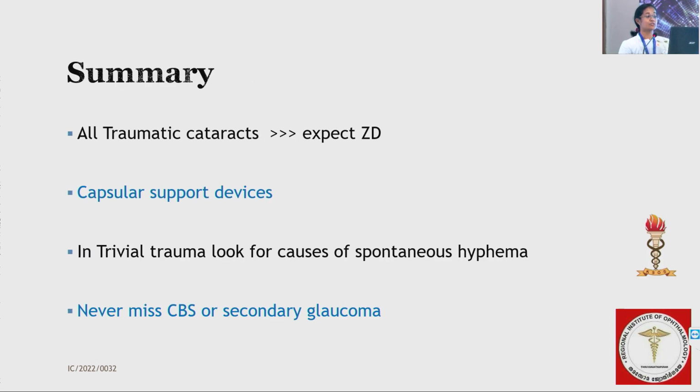So the summary for today is: all traumatic cataracts, expect zonular dialysis even if there is no phacodonesis, and always keep capsular support devices ready in such cases, and in trivial trauma look for causes of spontaneous hyphema. Never miss CBS or secondary glaucoma. This should actually concern us because it might lead to a permanent visual disability.